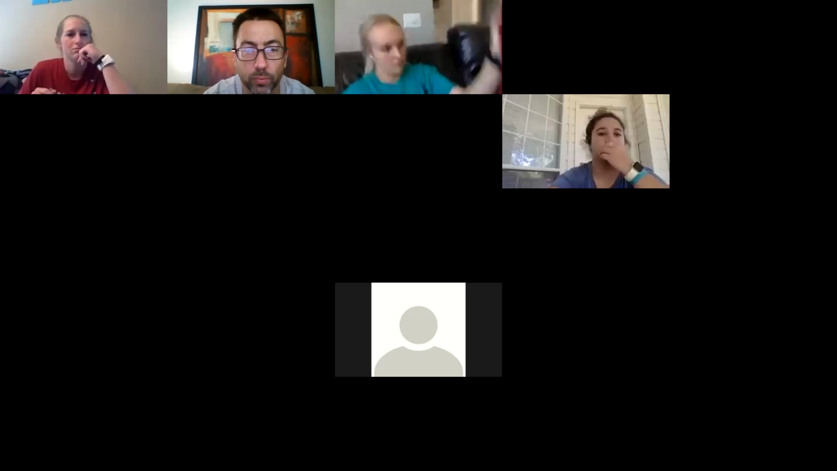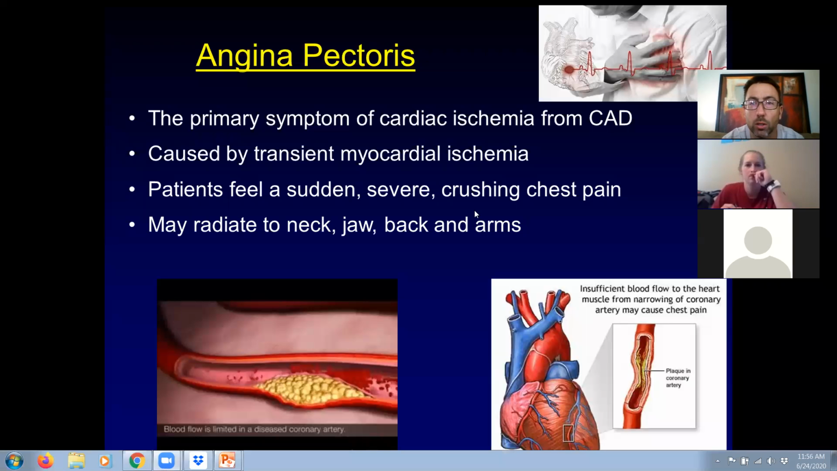We're recording, screen sharing. So let's talk now about angina pectoris. Let's talk about pain associated with lack of blood flow to the heart. Okay. So this is one of the primary symptoms of cardiac ischemia from coronary artery disease. So the heart in and of itself, as we've talked about in the last couple of days, does not have any pain receptors. So you're not going to feel pain in your heart when there's a lack of blood flow.